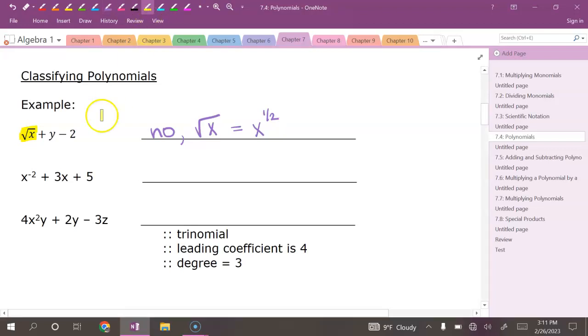Again, if you look at the next one, I see right away that I've got x raised to a -2. That's a problem because we can't have negative exponents. So I'm going to say no, and I'm going to write negative exponent.